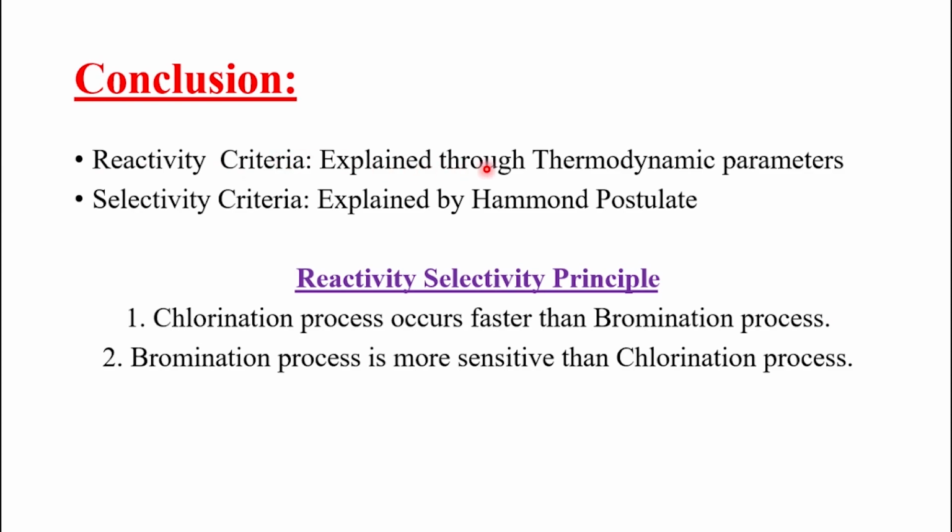Conclusion. Reactivity criteria is explained through thermodynamic parameters, while selectivity criteria is explained by Hammond postulate. So reactivity selectivity principle says that chlorination process occurs faster than bromination process, while bromination process is more selective than chlorination process.